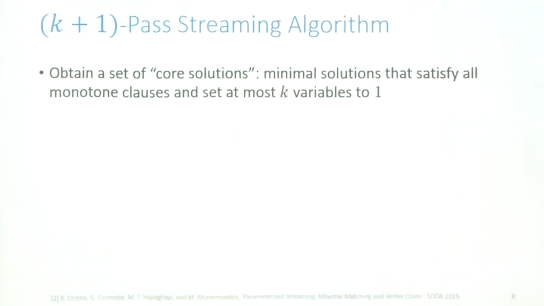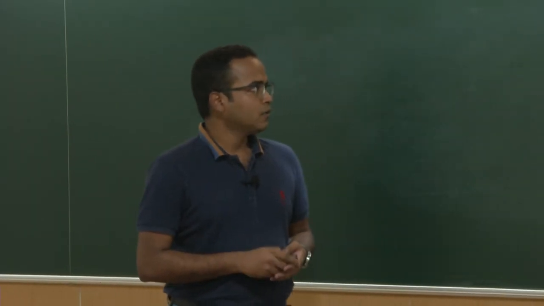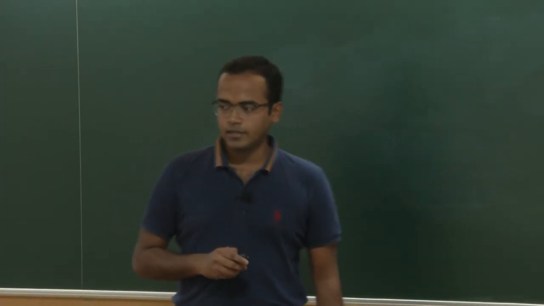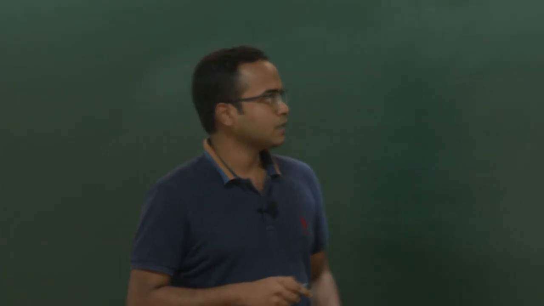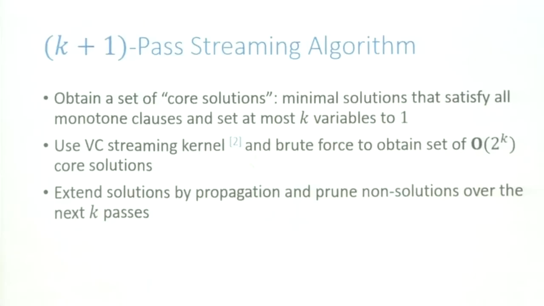vertex cover instance. So the way the algorithm works is first you have a formula, and this is a 2CNF formula. So you have monotone clauses, you have implications, and you have anti-monotone clauses. What you can do is you can look at just the monotone clauses and think of them as edges in a graph, and you can use the one pass streaming kernelization for vertex cover, which was from a paper by Chitnis et al. You can use that, and you can obtain a kernel which has size k squared, and using that kernel you can obtain a set of starting solutions for your monotone clauses. And then what you do is you make additional passes over your input to extend your starting solutions.